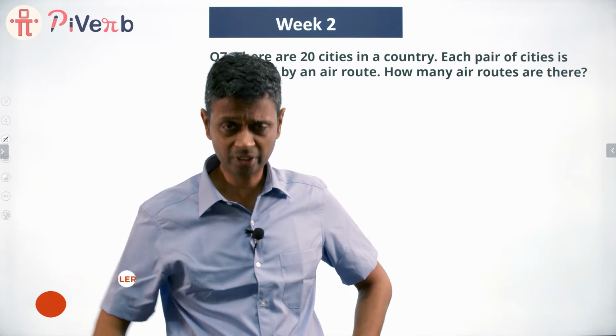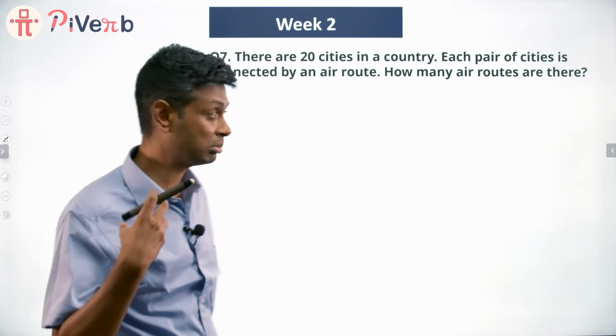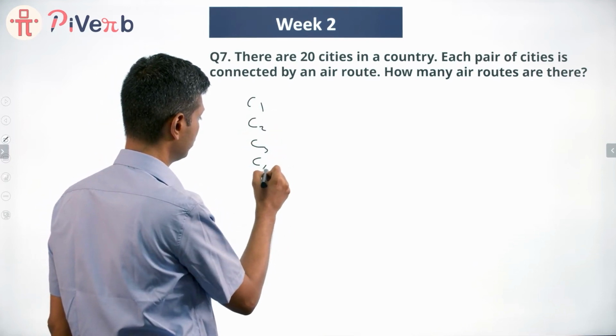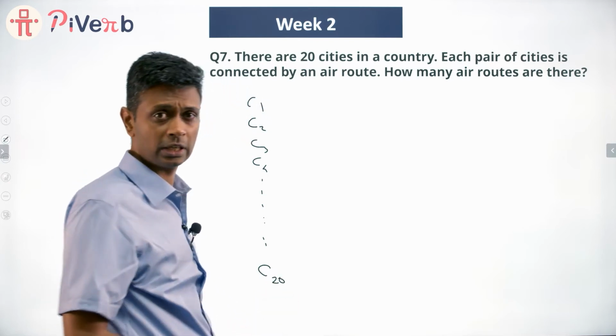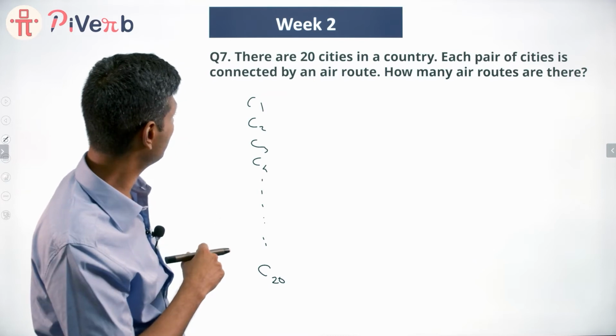Lovely. There are 20 cities. So there are 3 or 4. I'll say A, B, C, A, B, C, D. There are 20. It becomes tough to remember. So I'm going to call it city 1, city 2, city 3, city 4, all the way to city 20. Lovely. Each pair of cities is connected by an air route.